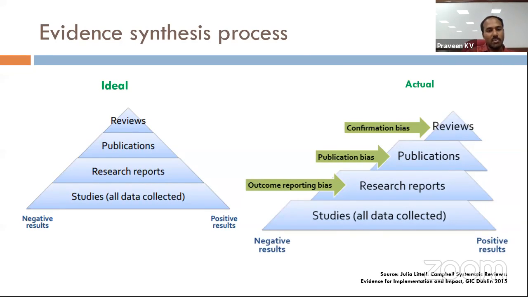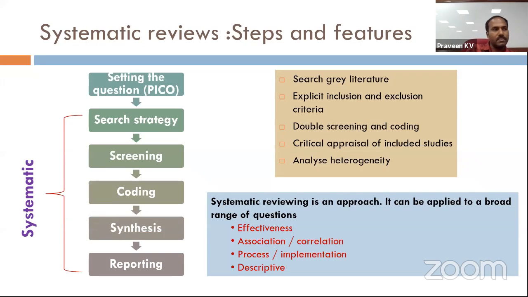And also in research reports, outcome reporting bias may be there, and it is subject to the level of awareness of the person who is reporting. Those kinds of issues will also be there. Okay, so through the systematic review process, we try to save our work from all these kinds of bias issues. Okay, so these are the steps in the systematic review.